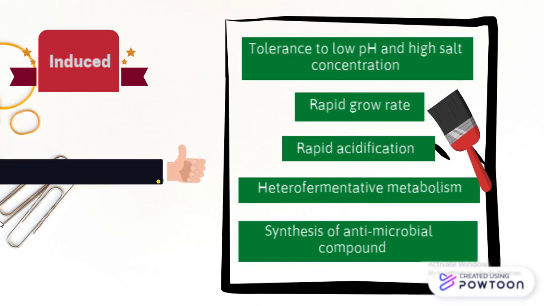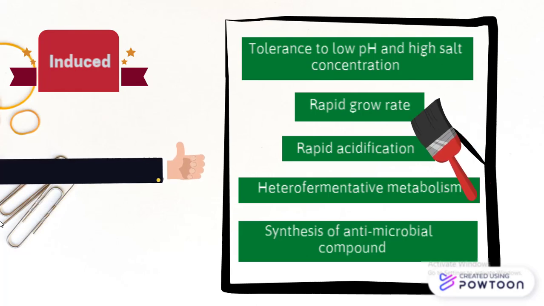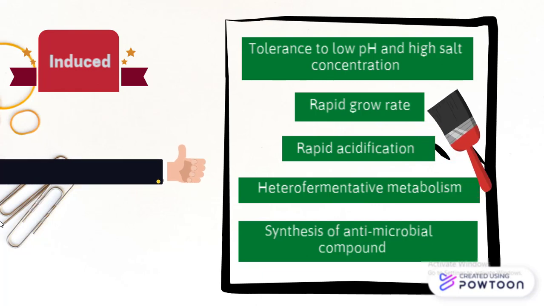Moreover, rapid growth and the production of acid caused by rapid acidification of sauerkraut are also important criteria to be considered for starter culture selection. Heterofermentative metabolism and the synthesis of antimicrobial compounds are important features expected in the starter culture.